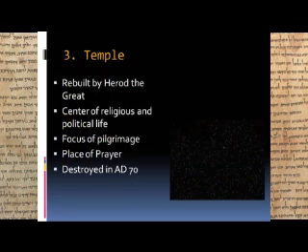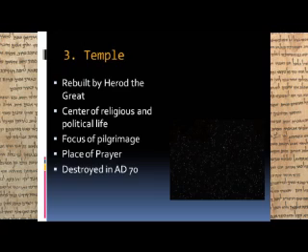A third characteristic of the Jewish religion of the late Second Temple period is a focus on the temple. This great structure, rebuilt by Herod the Great, was the largest sacred shrine in the ancient world, the center of Jewish religious and political life, a place of pilgrimage, a place of prayer.